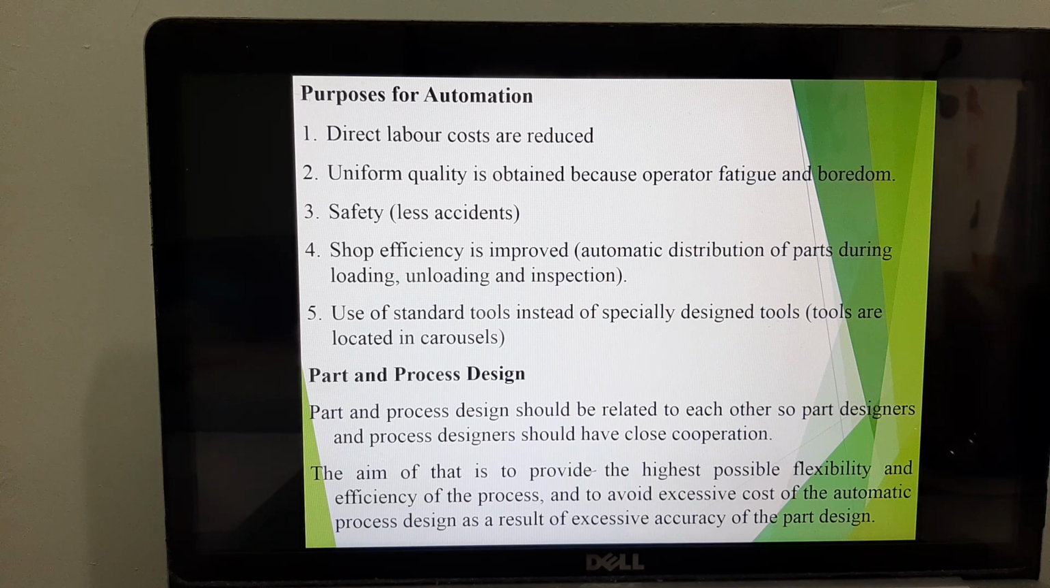Therefore, the shop efficiency is improved. There won't be any so-called kelam kabut situation. The shop efficiency is improved, and there is automatic distribution of parts during loading, unloading and inspection. And lastly, use of standard tools instead of specifically designed tools.